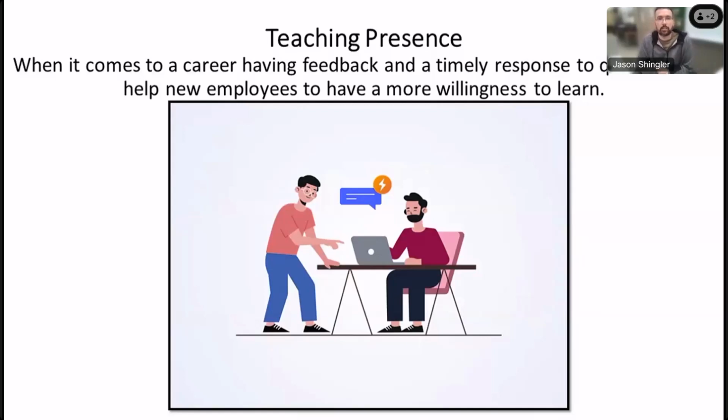When it comes to teaching presence, having feedback and a timely response to questions will help new employees have more willingness to learn. If you're doing orientation and something isn't clearly stated, and they send you a question even after the orientation's over, if you don't get back with them, it's going to be hard for them to understand how to improve, or even understand what you're talking about at times, if you do not have a strong teaching presence.